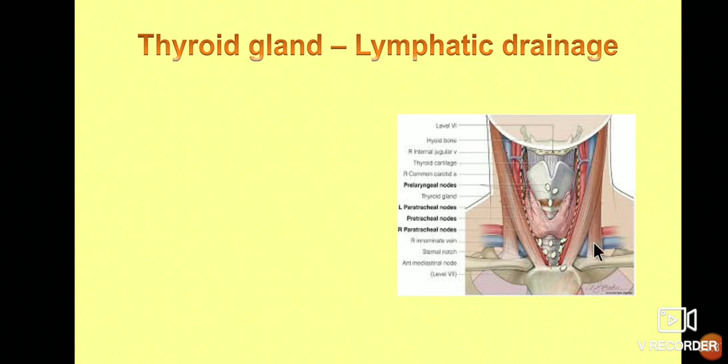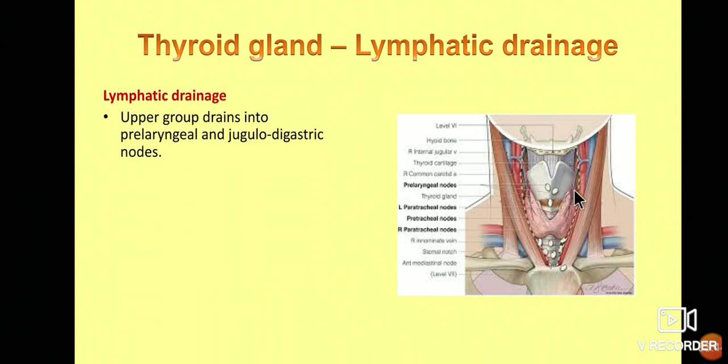Lymphatics: the upper part of the gland mainly drains into the prelaryngeal lymph nodes. From there they go to the jugulodigastric nodes, the upper deep cervical nodes. They are present in the interval between the posterior belly of digastric, the internal jugular vein and the common facial vein, in the triangular region.